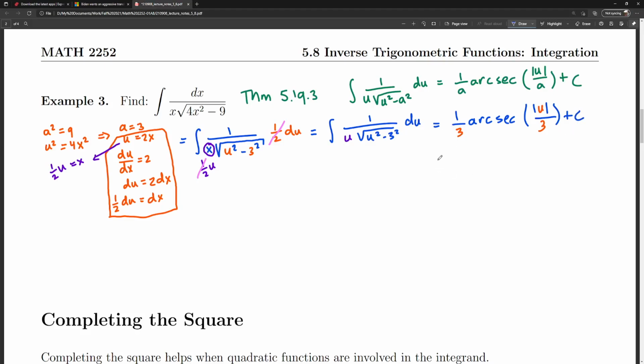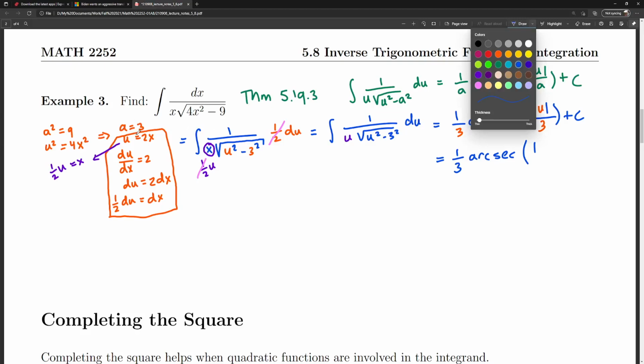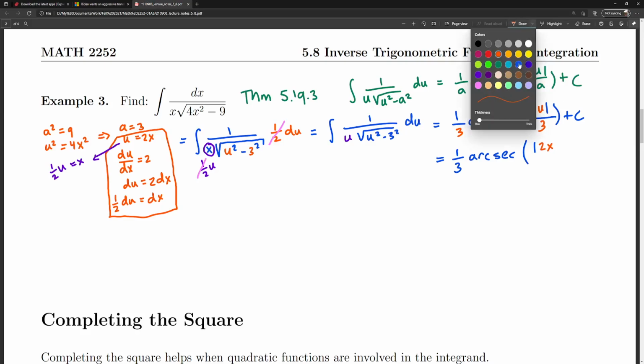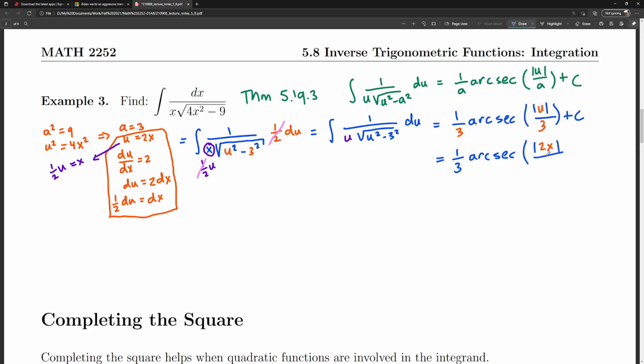And then our final answer here is 1 over 3 arc secant of, and all we need to do is replace that u by the substitution we made, and u was 2x. So we have the absolute value of 2x, and then divide that by 3, add our constant of integration. And that is our final answer.